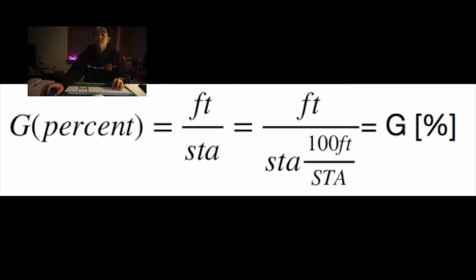And basically, we can check the units because feet over stations, and if we convert stations back into feet, we multiply by 100 feet over one station. And that's basically the same as saying feet over feet times 100, and that is basically a percentage. So if we see the units feet over station, that means it's automatically in a percentage already.